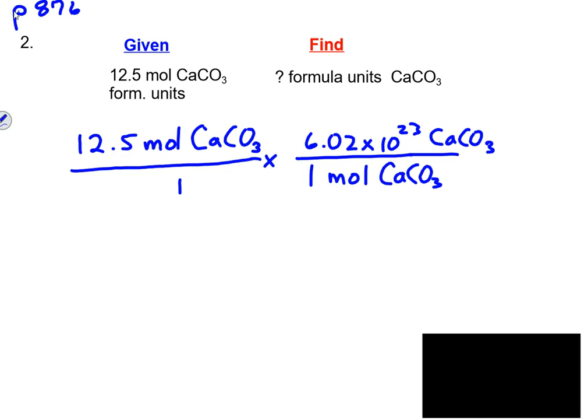So the formula unit is a particle. This is a formula unit as opposed to a molecule, because it's an ionic compound. Now, is there anything we can cancel yet? Moles, good. Moles of calcium carbonate. So I'm going to cancel those out, and now I have a calculation that's pretty simple.